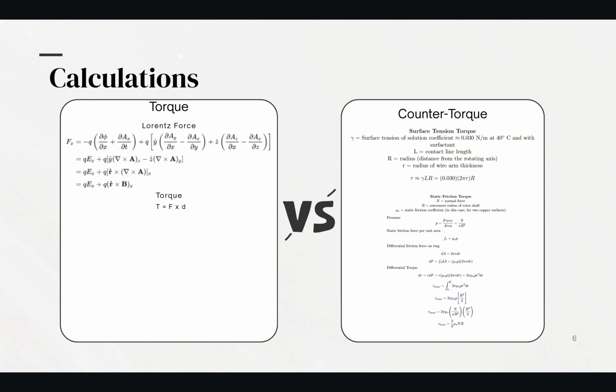The calculations that I needed to consider to figure out the physics behind this were the torque force generated by the Lorentz force, which in this case is the Earth's magnetic field interacting with the current carrying wires of the rotor arms, and the counter torque generated by the surface tension of the conductive liquid, the conductive solution, and the static friction of the surface where the rotor arm is rotating upon.